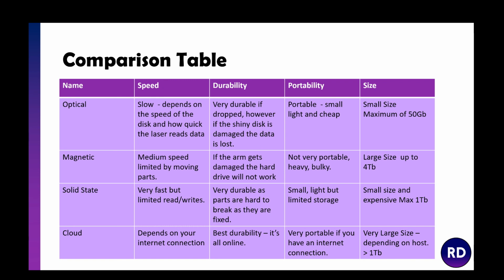Solid state is very fast, but can have a limited number of reads and writes. They're very durable, as they're all fixed in place, nothing really moves around. They're small and light, but at the minute they're really expensive per gigabyte. So you can get, you know, a 1 terabyte solid state drive, but it's going to cost you a lot more money than a 1 terabyte magnetic drive. And in cloud, the speed depends on how good your internet connection is. It's got the best durability because you can't drop it or anything like that. It's very portable, and it can be very, very large. You just have to pay per gigabyte, so it can get more expensive.